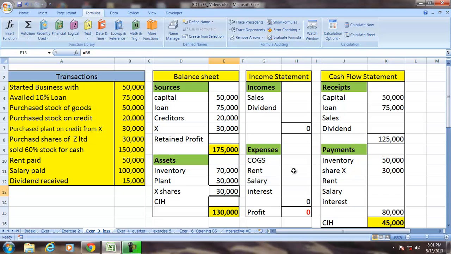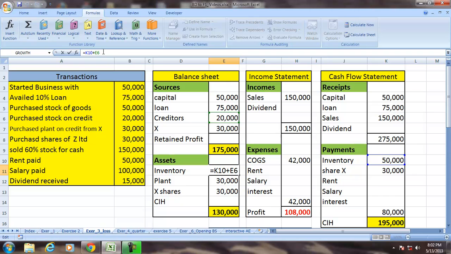Rent paid for the period. Before that, sold 60% of the stock for cash. So 150,000 is the sales and the entire sales is for cash. The corresponding cost of goods sold is 60% of the inventory, that is 42,000. So this inventory reduces to the extent of COGS.